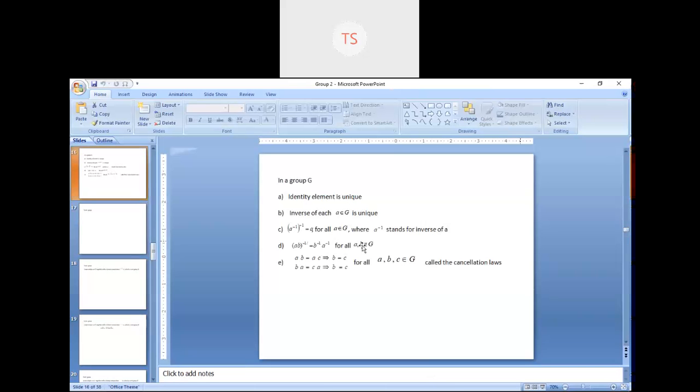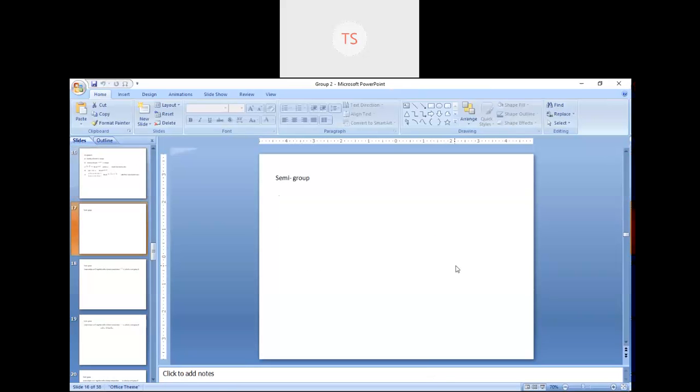Next, the double inverse of any element of that group is the same as the element. Next, (AB) whole inverse is equal to B inverse into A inverse. And last, we have to discuss the cancellation laws of group theory. Okay, so today we will discuss a new topic, the semi-groups.